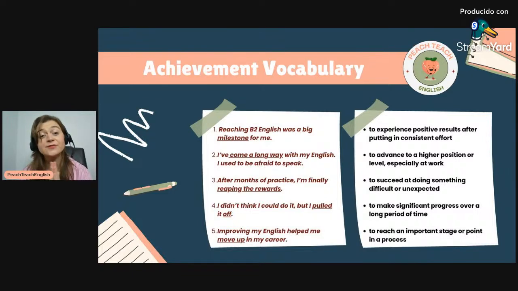After months of practice, I'm finally reaping the rewards. So our expression here, guys, is reaping the rewards. So let's look at those definitions on the right. We already did 4 and 5. So is this one 1, 2, or 3? What do you think?